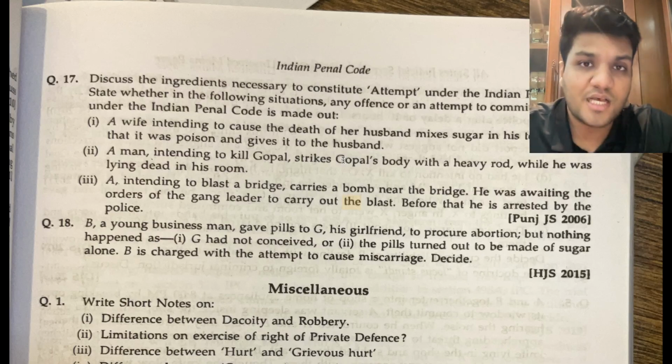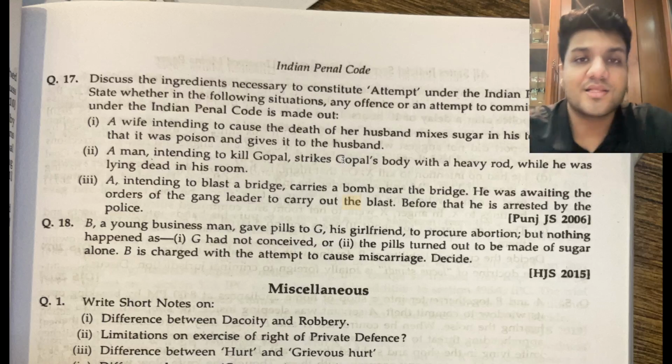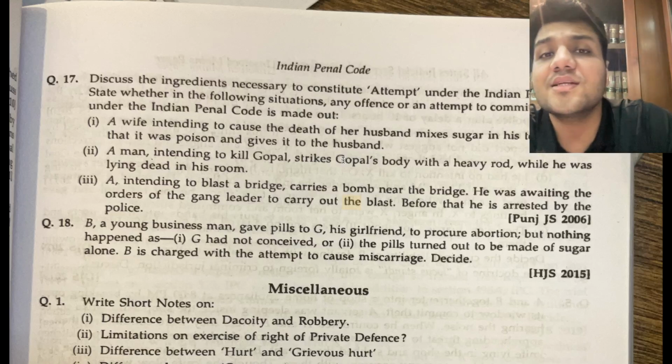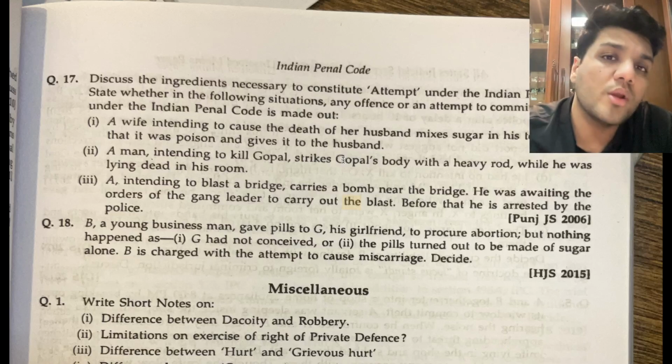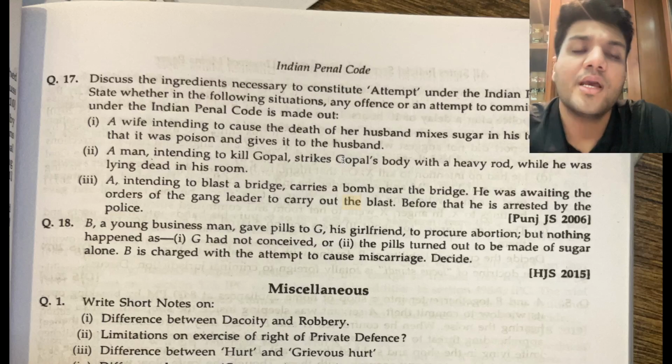So, as I discussed before, you discuss the ingredients that we mentioned in the keywords, and you talk about what the meaning of attempt is while answering this question. That is the theoretical aspect of the answer. And then to answer the following part of the question, which is: state whether in the following situations any offense or an attempt to commit an offense under the Indian Penal Code is made out.